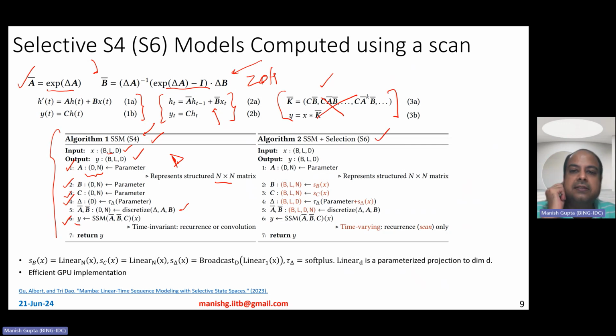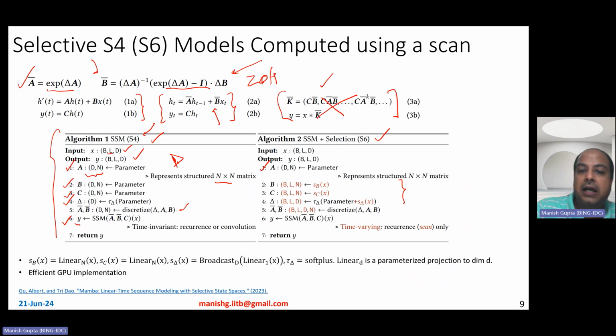So remember, in S6, basically S6 stands for SSM plus selection with a single scan. So there's the 6 S's in it. Okay. So the input and output don't change, they're just the same. But remember, your parameter A also does not change, still is the same. But B, C, delta are actually going to become time dependent, or rather input dependent.